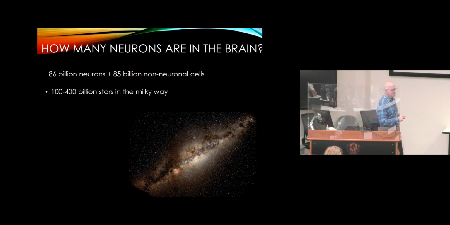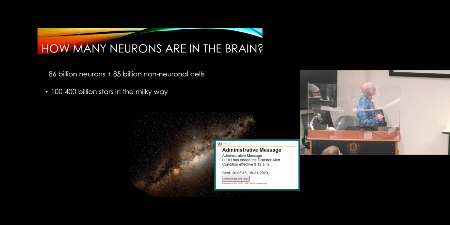About 4 years ago, someone actually tried to count all of the neurons in the brain, and they found about equal neuronal and non-neuronal cells.